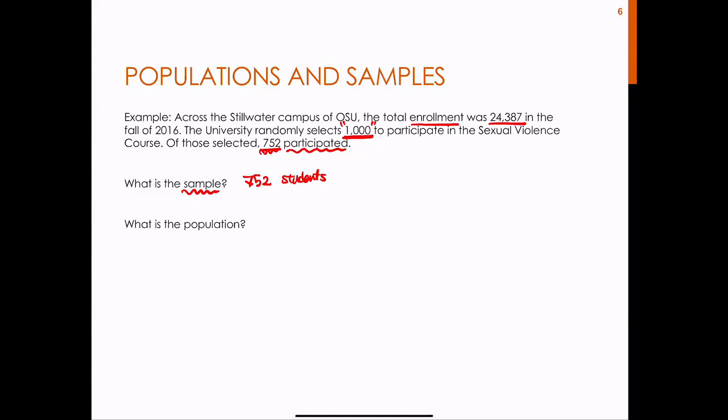So next question, what is the population? Here is a really big number, right? The total enrollment in the fall of 2016, 24,387 students enrolled at OSU, to whom inferences are to be made. So those students are our population.